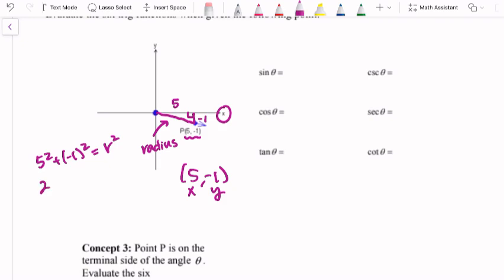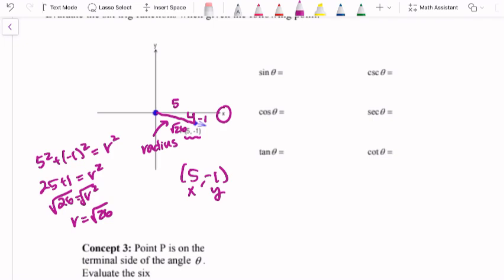So 25 plus 1 equals r squared, so 26 equals r squared. We're going to take the square root of both sides. I know that we can have plus or minus, and I just said we can have negative side lengths, but in this case, this radius or hypotenuse will always be positive. So we keep the positive square root of 26, which I do not think simplifies, so we're going to leave it like that.